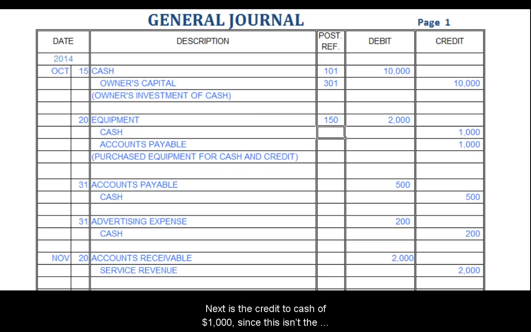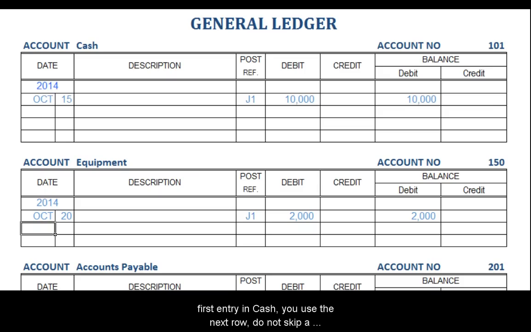Next is the credit to cash of $1,000. Since this isn't the first entry in cash, you use the next row. Do not skip a row in the ledger, and record only the day of the month, 20. Then record the posting reference of J1 and the credit of $1,000. To calculate the balance here, you have a prior balance of a $10,000 debit and a transaction of a $1,000 credit. Remember back to the T accounts? You subtract the smaller from the larger, which is $9,000, and it is recorded in the debit balance column.